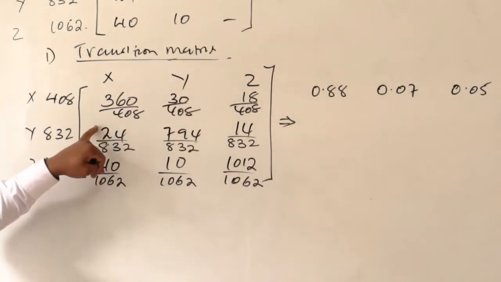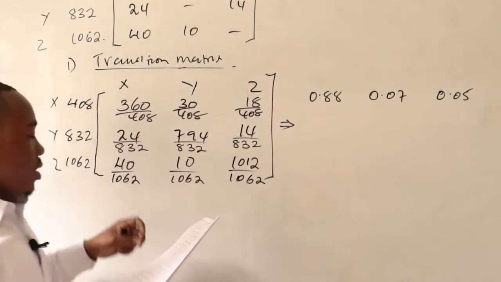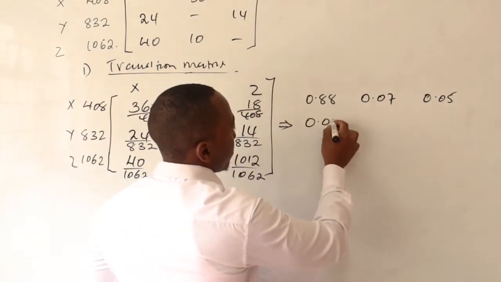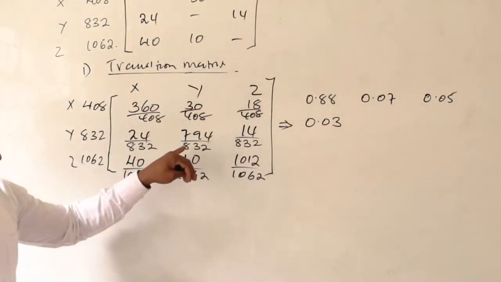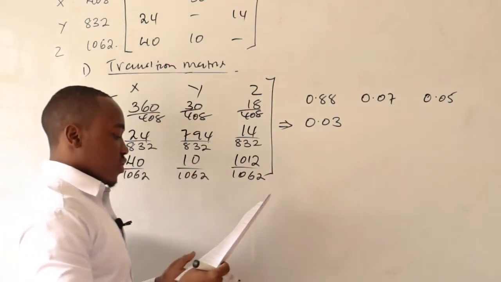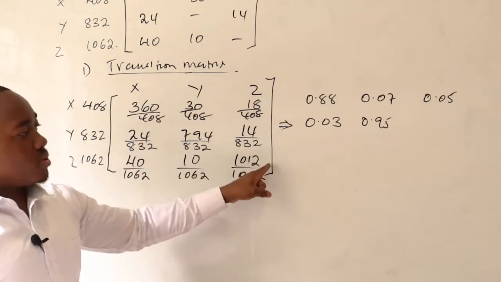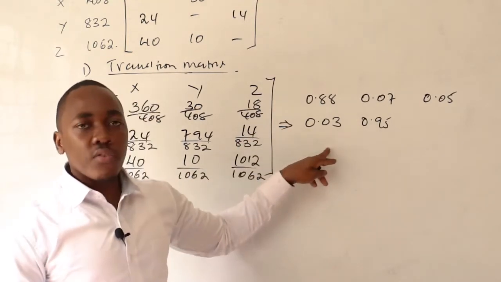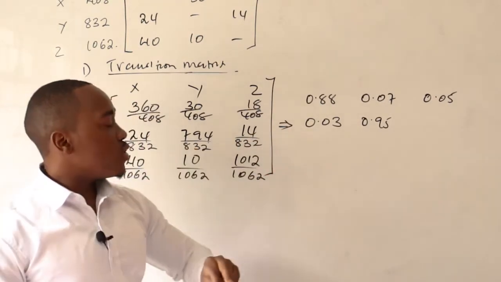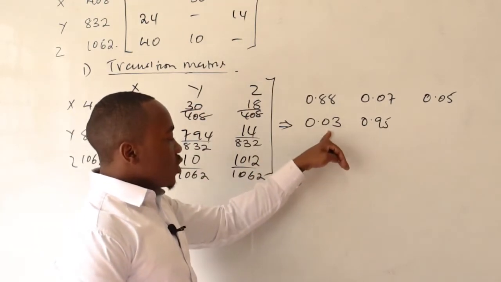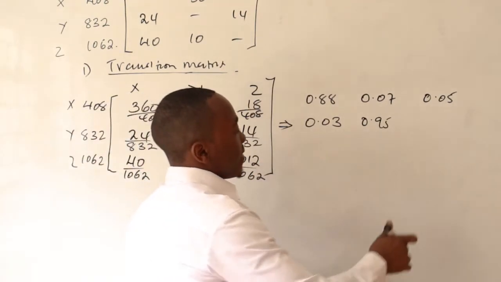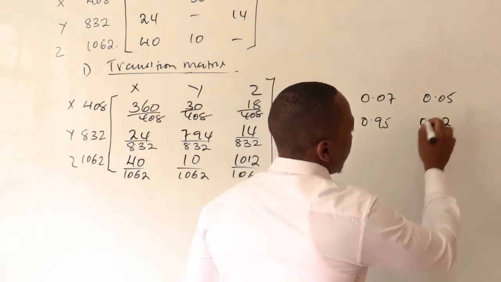You go to Y, 24 divided by 832, you'll get 0.03. Then 794 divided by 832, you'll get 0.95. Now for the last one, you don't have to compute because we have made a rounding off. So, to get an exact one, you just take 1 minus 0.03 minus 0.95, and you'll get 0.02.